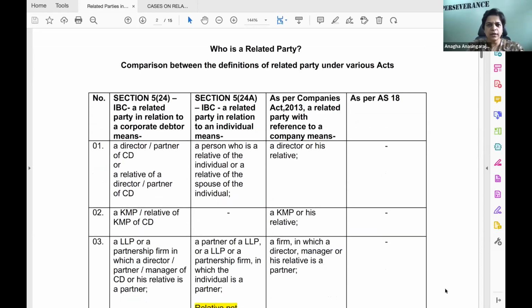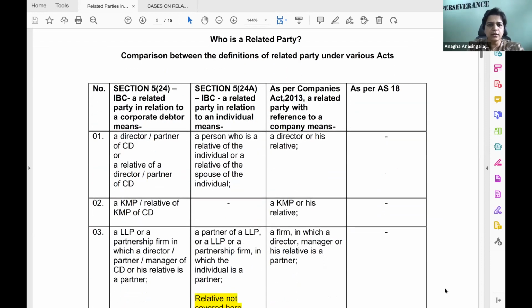So I've tried to make a comparative chart. The first column is the definition of a related party in relation to a corporate debtor, which is Section 5(24) of IBC. Then we have 5(24A) of IBC, which is a related party in relation to an individual. The third column is the definition of a related party as per the Companies Act, and the explanation as per AS 18.